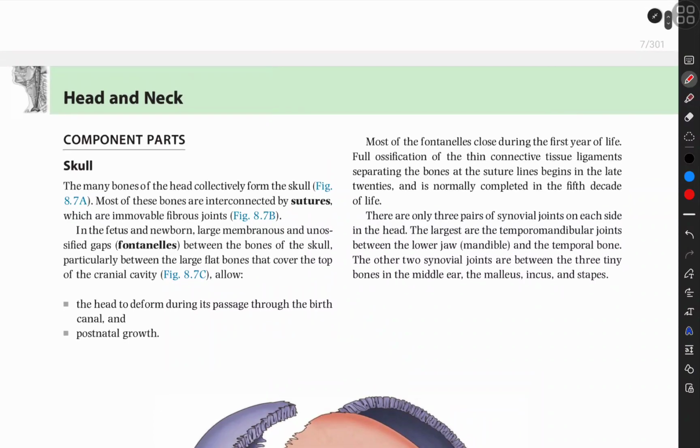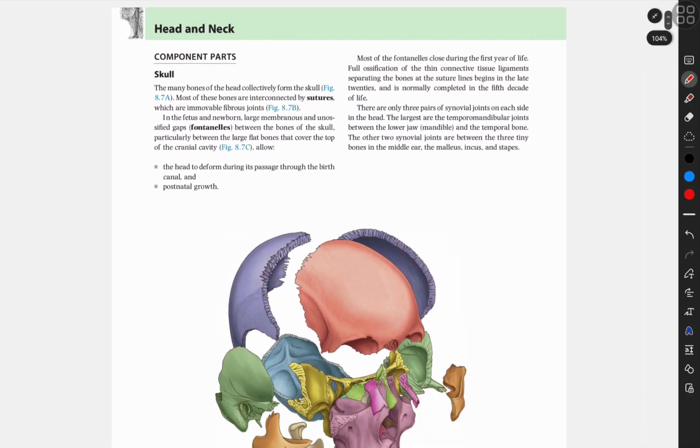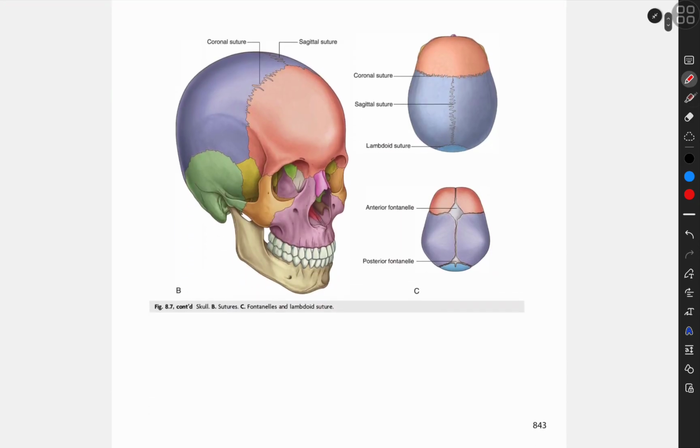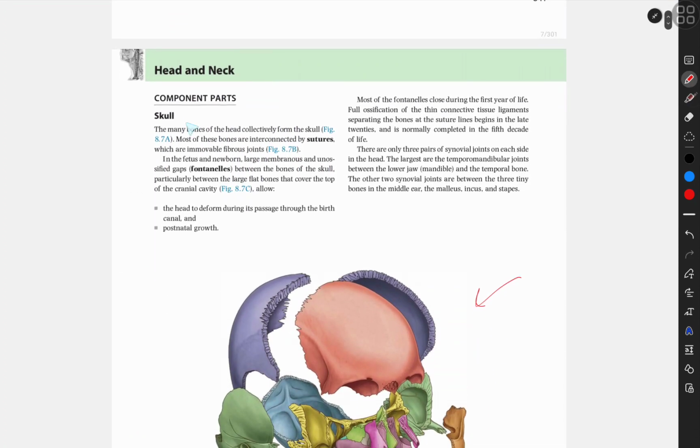Component parts. The many bones of the head collectively form the skull. Yeah, but this is so difficult to see. Oh, this is so much better. The many bones of the head collectively form the skull, figure 8.7a. Most of these bones are interconnected by sutures. Yes, makes sense. All of these connections are sutures.